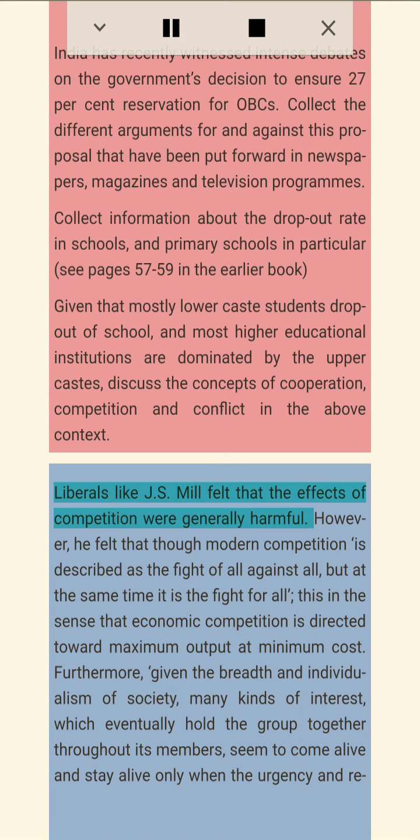Given that mostly lower caste students drop out of school, and most higher educational institutions are dominated by the upper castes, discuss the concepts of cooperation, competition, and conflict in the above context.